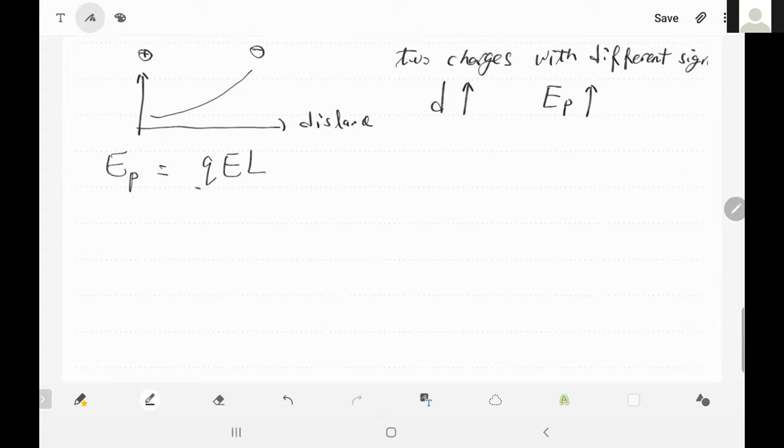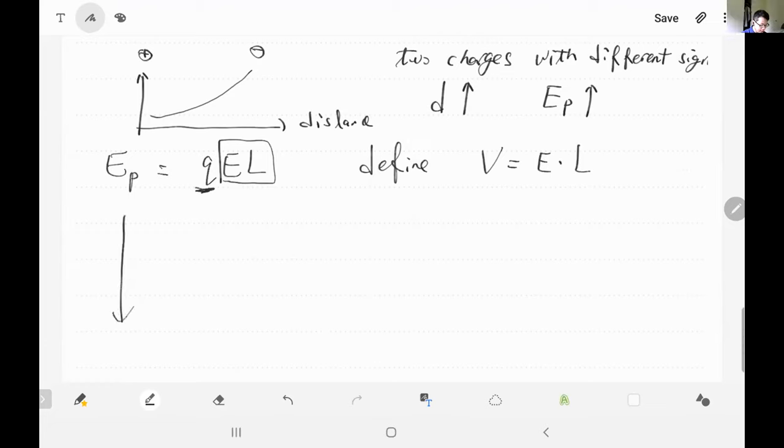But we know the charge inside the electric field is a constant, it doesn't change. So the meaningful parameters to describe the electric field are the electric field and the distance. So we define the electric field times the distance as the potential. Potential equals the electric field times the distance.